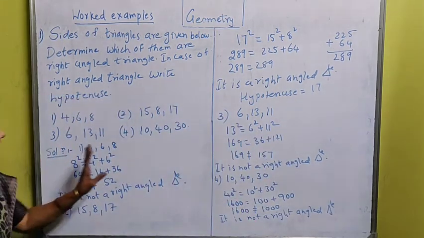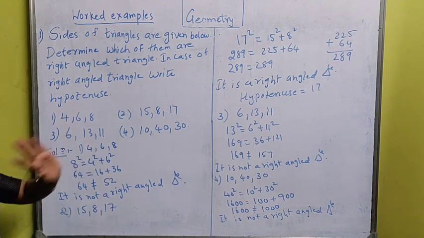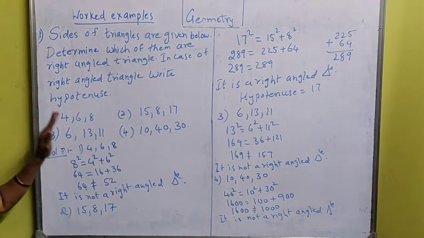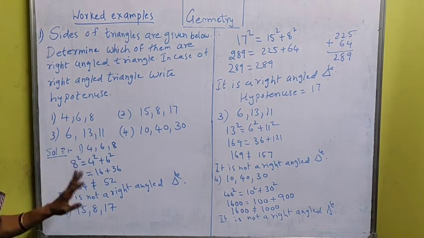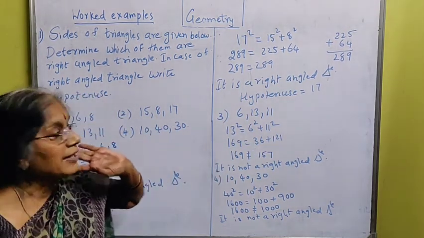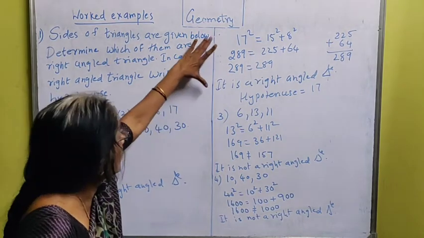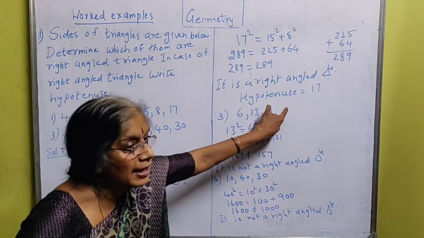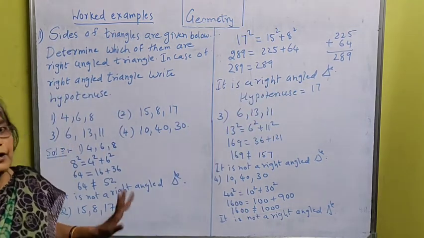So on the whole, what are we using? The Pythagoras theorem. So in all you tried to prove, first one did not obey the Pythagoras theorem, third one did not obey the Pythagoras theorem, fourth one did not obey the Pythagoras theorem, only the second one obeyed. So if you get the right angled triangle, you can write down the hypotenuse. It is very easy, children, to solve.